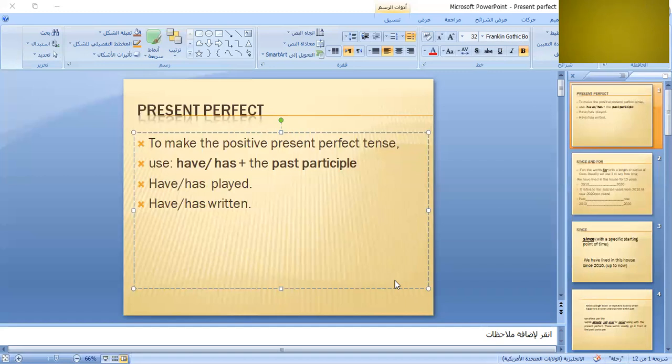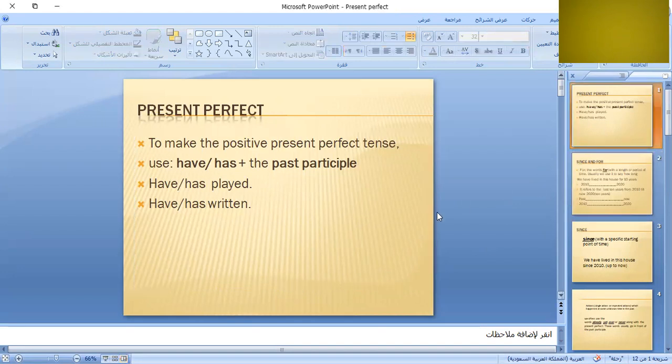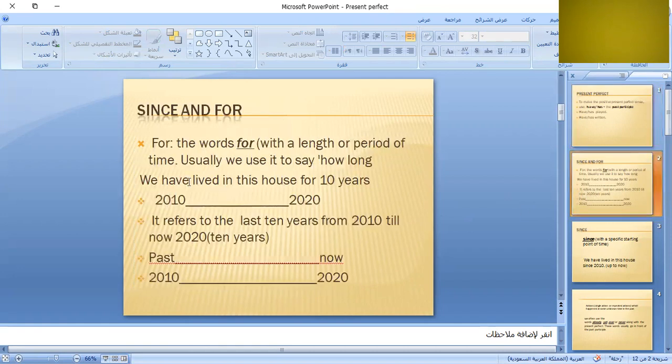But the present perfect is different. One of its uses is that it is an action that started in the past, but it has relation with now. We say present. Present, it means now. It has relation with now. For example, we use it with the time expressions since and for.